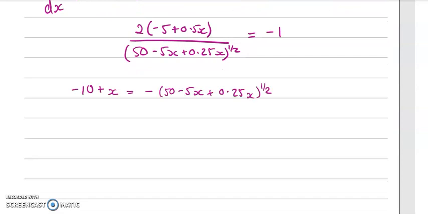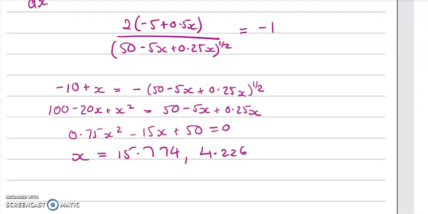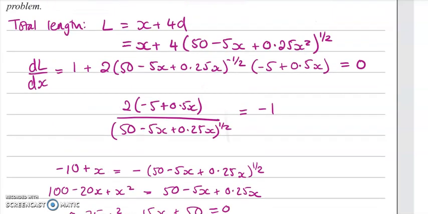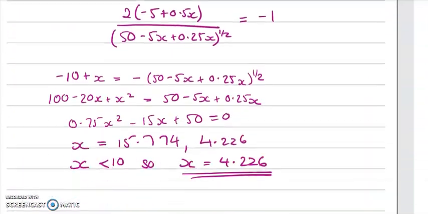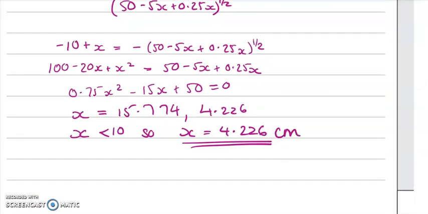Then we'll square both sides and solve that quadratic. So we get these two answers, but of course x has to be less than 10 because of the dimensions that we have up above. So x has to equal 4.226. And what were our units? That was in centimeters. And there you go, all done.